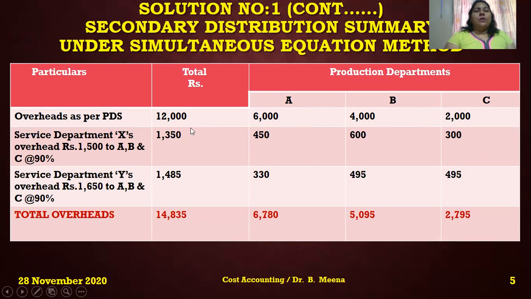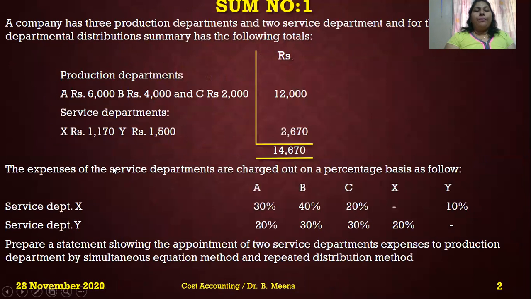Overheads as per PDS, as per the problem: A 6,000 is given, B 4,000 is given, 2,000 for C. Then total is 12,000. Then service department X overhead, X value I got as 1,500, to ABC at 90% based on the information in the problem. How did I get 90%? Again, service department X: 30 plus 40 plus 20, 90% in the total column.